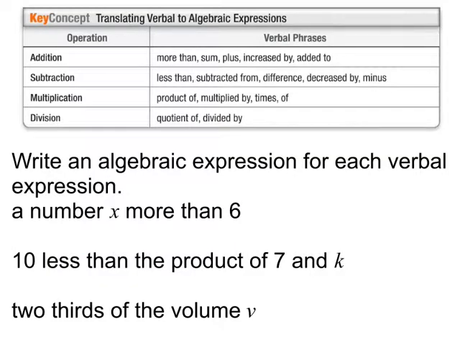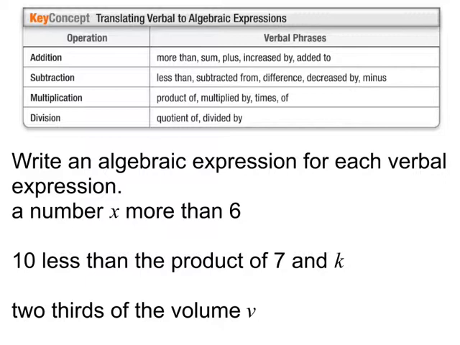Okay, so let's go ahead and look at this. Now these should all be review for you. Addition keywords: more than, sum, plus, increased by, added to. Now there's actually a chart in your book that is this exact same chart, so if you get stuck, go ahead and refer back to that. Subtraction: less than, subtracted from, difference, decreased by, and minus. Those words all indicate subtraction.